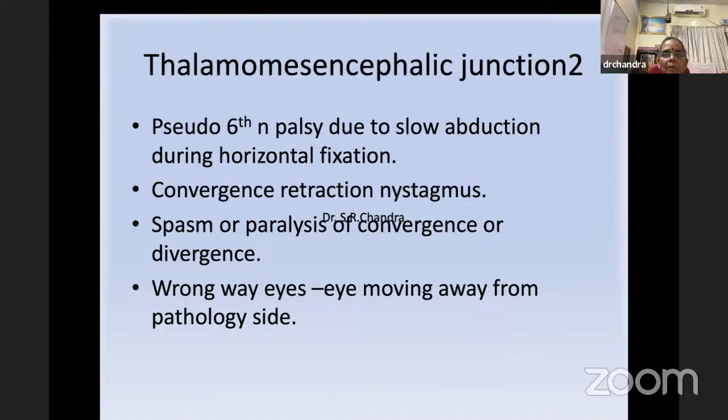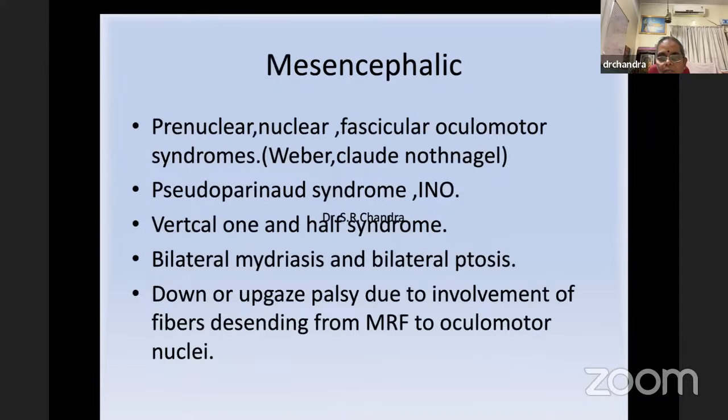And spasm or paralysis of convergence or divergence. Wrong way eyes, eye moving away from the pathology side. Each one is a topic by itself. Then eye movement itself will go on for years. So I am closing it here. You have to go and read.